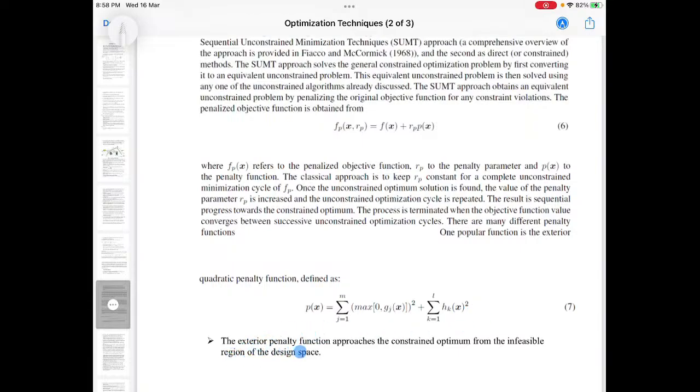The exterior penalty function approaches the constrained optimum from the infeasible region of the design space. Here, design space means the space where the constrained problem we are discussing is to be applied.